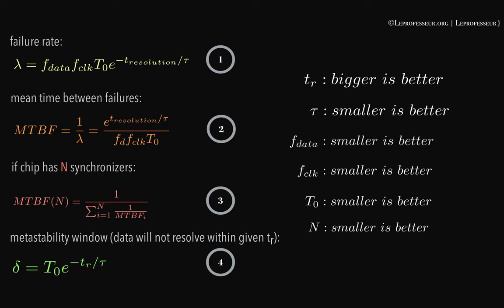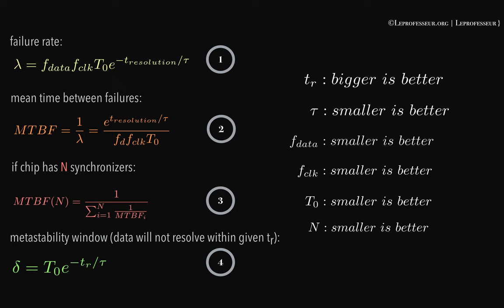Now, f data is nothing but the frequency at which the data is changing. So you don't want to change data too much. If your data is changing too frequently, it is adding to the failure rate. See the equation number one. F data, the frequency at which the data is changing, gets multiplied with the clock frequency. And nowadays, clock frequency is in the gigahertz range. At the same time, if your data is changing too frequently, then it's adding to the overall failure rate. Not good.